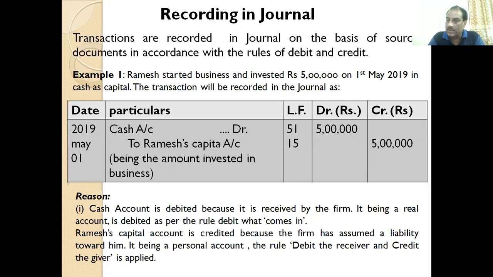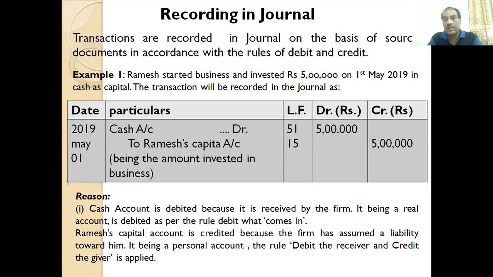This cash account is being maintained at page number 51 of the ledger folio, in the book of journal. So this is page number 51, and the amount debited is rupees 5 lakhs. Then in the next line, how have we maintained the record? We have written "To" and then the name of Ramesh. Ramesh is the owner. Ramesh is the person who has invested rupees 5 lakhs.